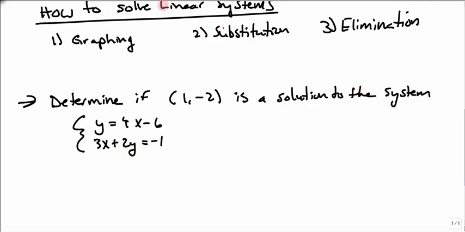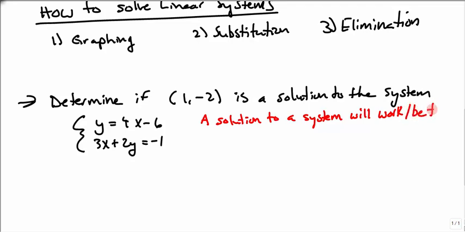Well, if it's a solution to a system, basically what that means is no matter which one I plug the (1, -2) into, it's going to come out as a true statement for either one. So it's really important that we keep that in mind. What it means is it doesn't work for just one, it has to work for both of the equations that are provided. So a solution to a system will work, or be true, for both equations in the system.